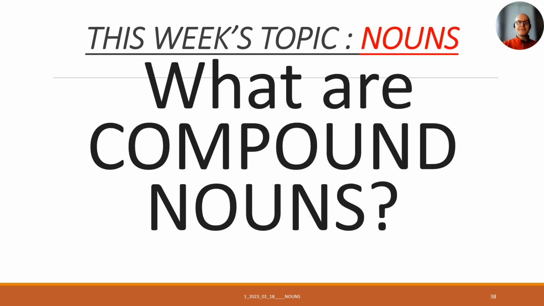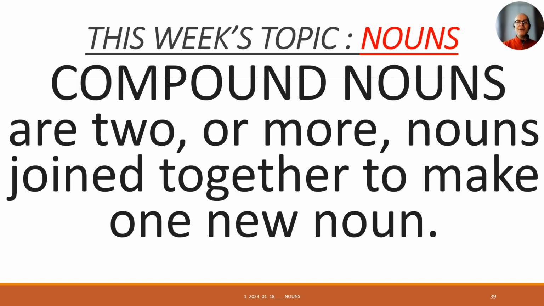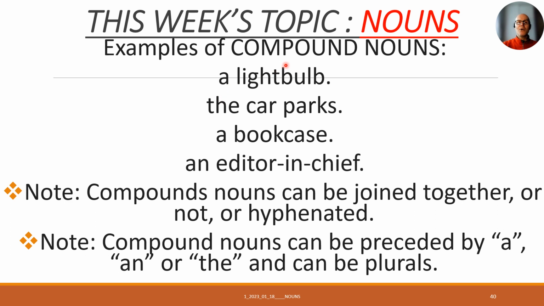Compound nouns. What are compound nouns? Compound nouns are two or more nouns joined together to make one new noun. Some examples of compound nouns: a light bulb, the car parks, a bookcase, an editor-in-chief.